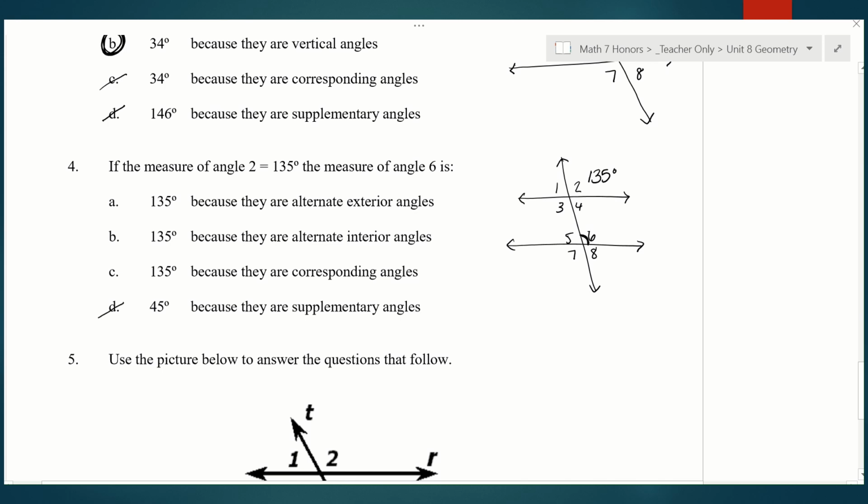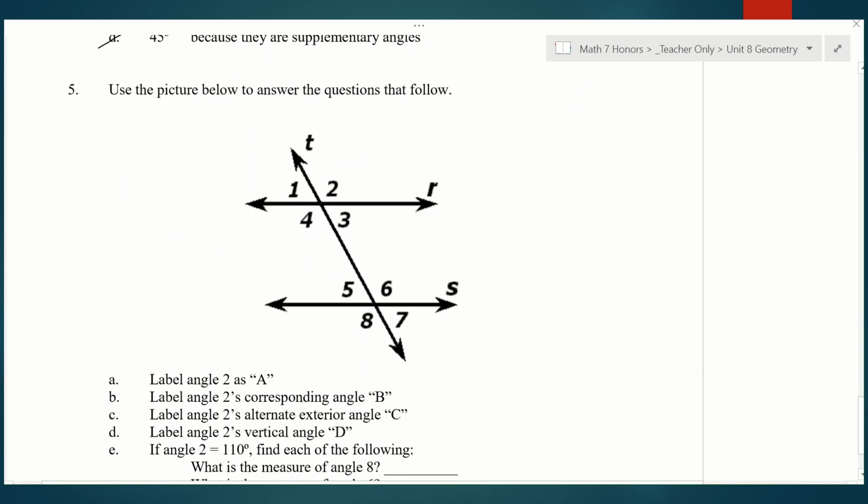And why are they congruent? Well, they are both in the top right of their little group of 4, meaning they're in the same position, and that means that they're corresponding. Alternate exterior would be something like angles 2 and 7, so that's out. Alternate interior would be something like 3 and 6, so that's out. And so they are corresponding, same position in their little group of 4.